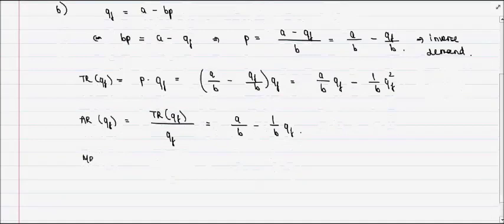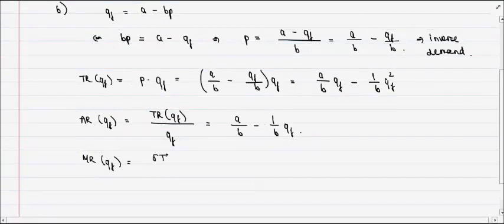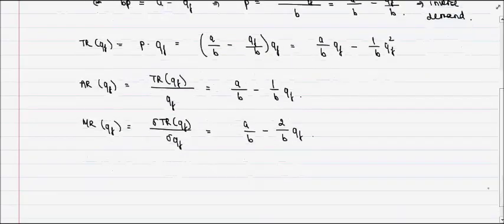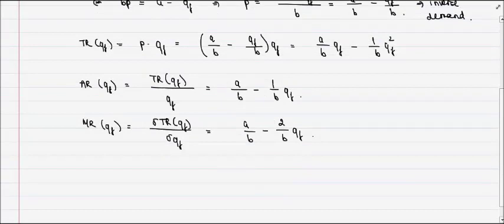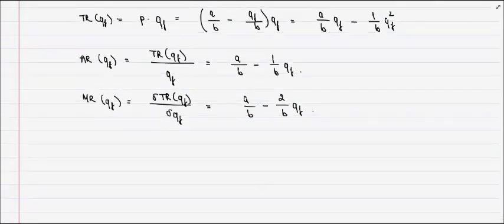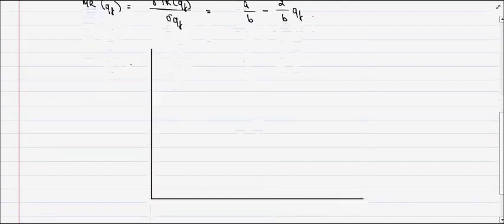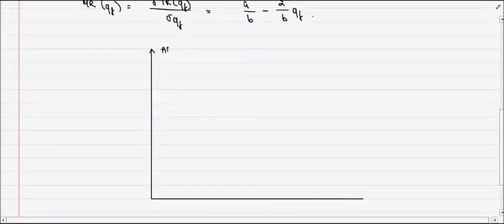And now find the marginal revenue. That is just going to be the derivative of the total revenue with respect to quantity QF. If I differentiate the total revenue function with respect to QF, I get A on B minus 2 on B QF. It's also asking you to draw all of these on a diagram. So we're just going to have a little diagram again, where I have average revenue, marginal revenue, and the demand function P, with QF on the horizontal axis.